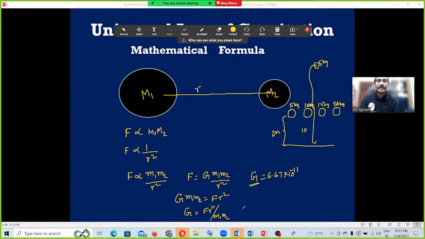So force units newtons, distance units meter square, per mass into mass, kilogram into kilogram, kg square. So finally we have achieved Newton meter square per kg square. So this is gravitational constant capital G. Hope students and few of the teachers, hope you understood that.